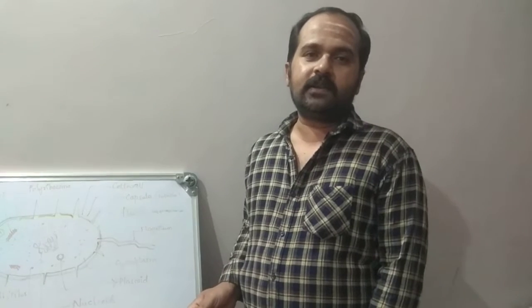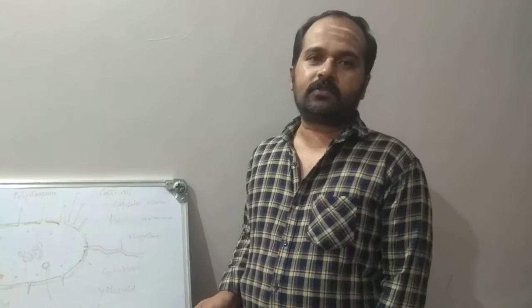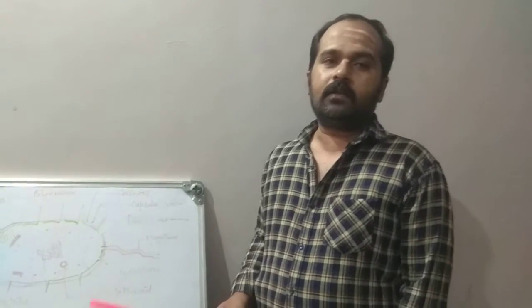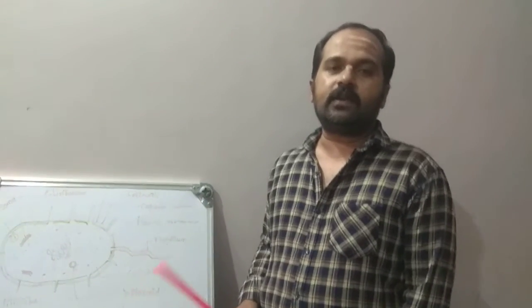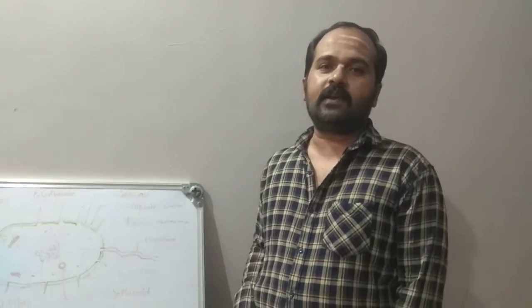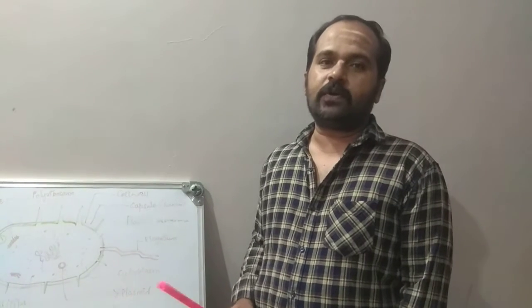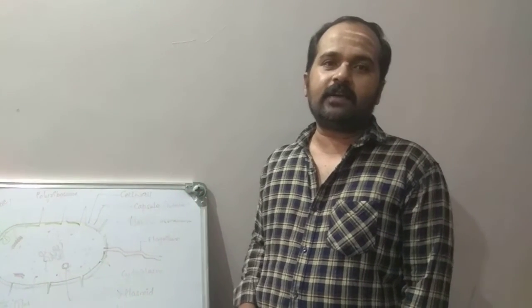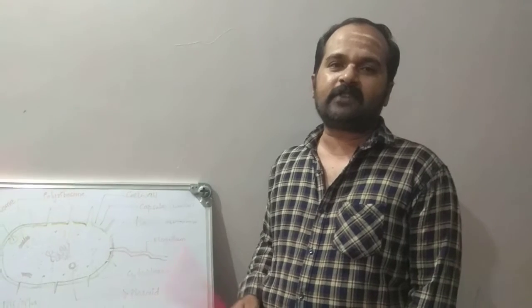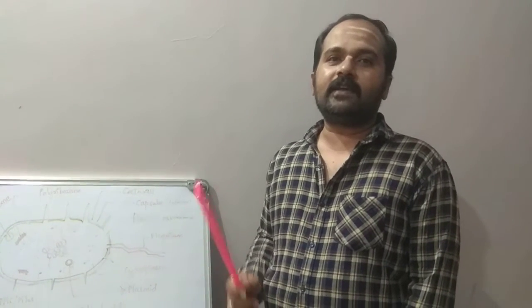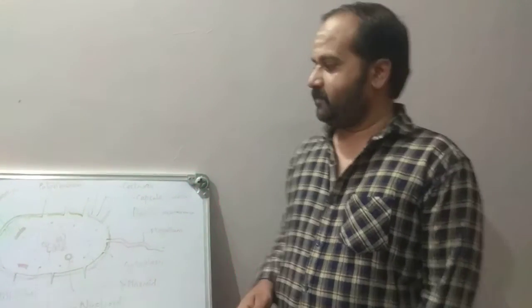Students, let us discuss today's class, especially cell biology. For your syllabus, paper 1, you are supposed to face unit 1. That unit 1 consists of the cell. There are two types of cells: one is the prokaryotic cell and the second one is the eukaryotic cell. In today's class, in brief, I will explain what exactly the prokaryotic cell is.